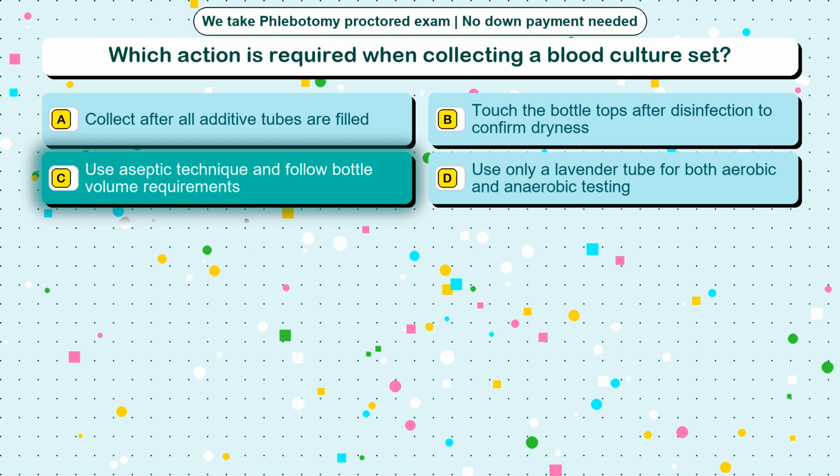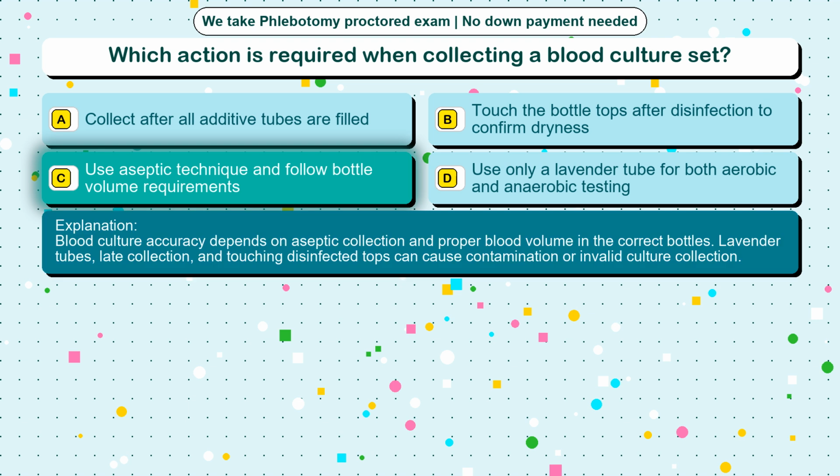Use aseptic technique and follow bottle volume requirements. Blood culture accuracy depends on aseptic collection and proper blood volume in the correct bottles. Lavender tubes, late collection, and touching disinfected tops can cause contamination or invalid culture collection.